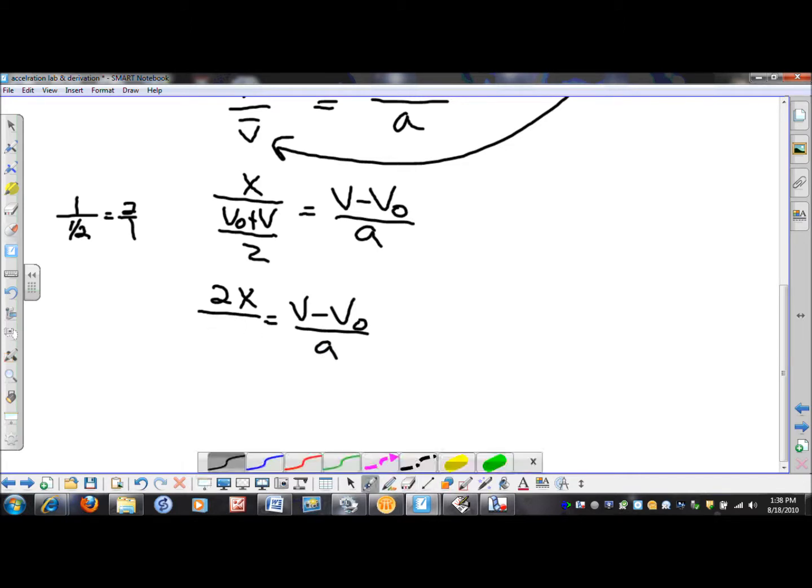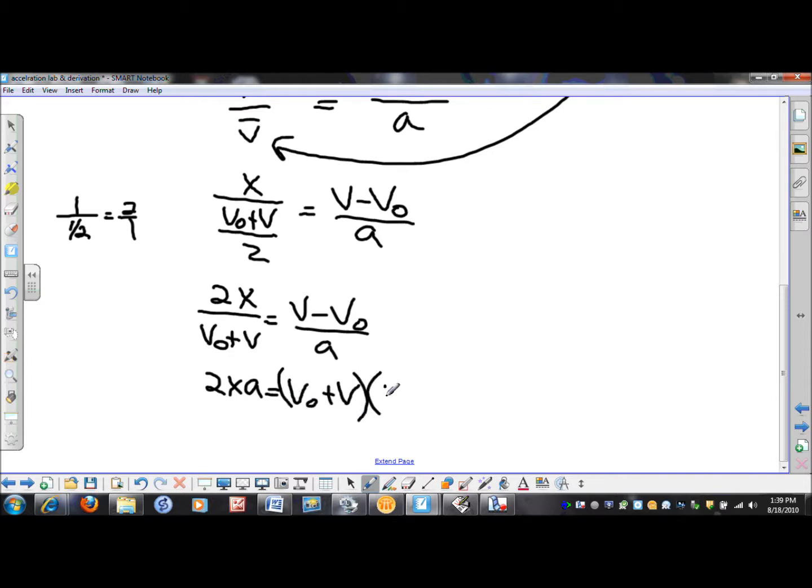Read that. That was v naught plus v. Okay, cross multiply. So we get 2xa equals, what do we do with this? FOIL. Absolutely. V naught plus v and v minus v naught. Okay. So we're going to just do a little foiling. You guys learned that, no big deal.